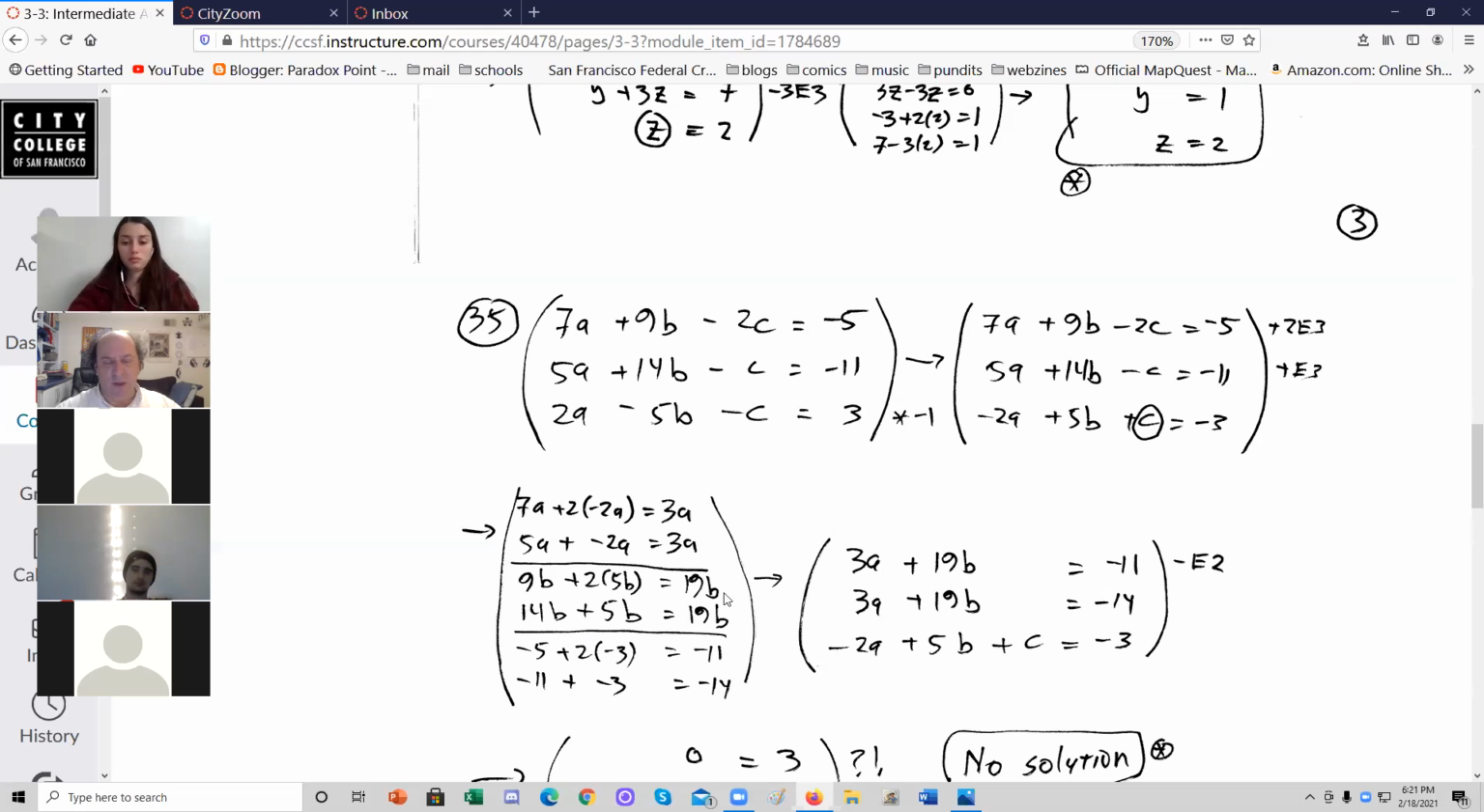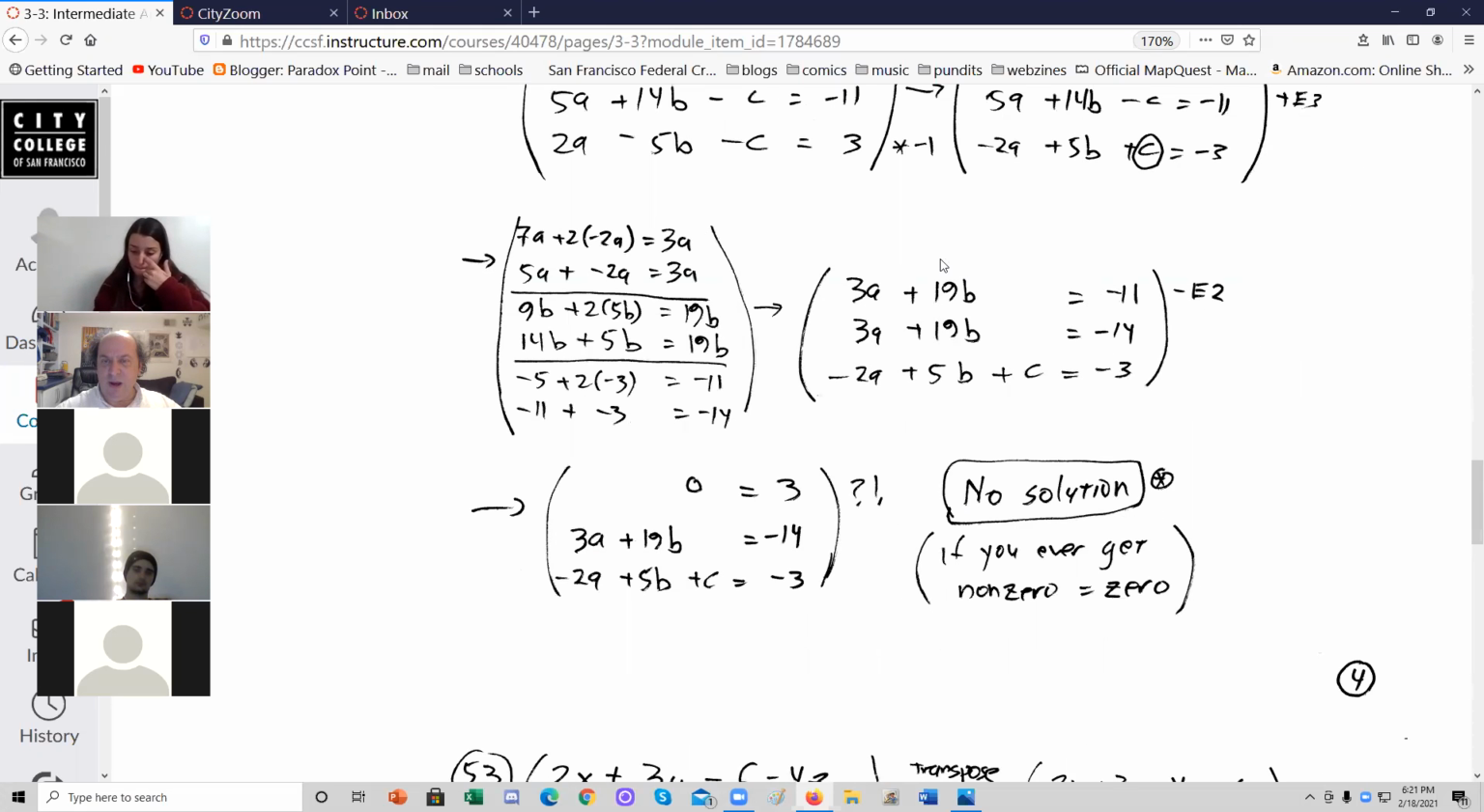And okay, after a large amount of arithmetic, we get this system here. 3a plus 19b equals negative 11. 3a plus 19b equals negative 14. And this remains: negative 2a plus 5b plus c is negative 3. I think you can already see the trouble's coming, because here 3a plus 19b is trying to be two different numbers at once. I can't do that.